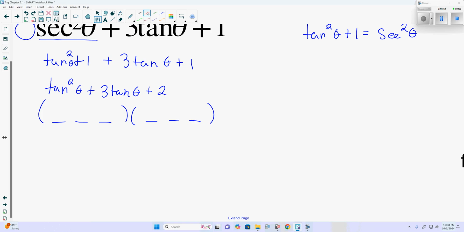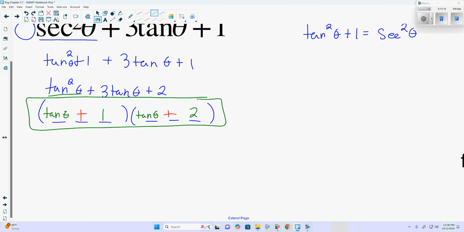Two sets of parentheses with 3 spaces. Since our third term is positive, the signs are the same and match the sign of the middle term. Plus and plus. Well, there's only one set of factors for tangent squared, and that's tangent of theta and tangent of theta. Only factors of 2 are 1 and 2. And if we do check it, we do find that tangent of theta plus 1 times tangent of theta plus 2 is the correct factorization for this here. Questions on this here? We're ready for the next one.